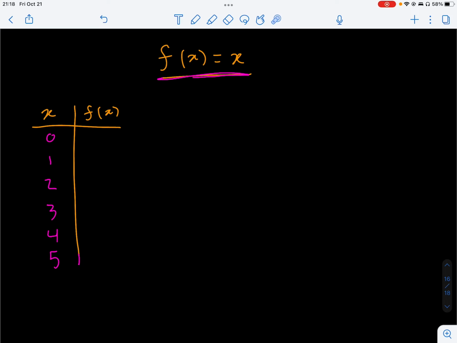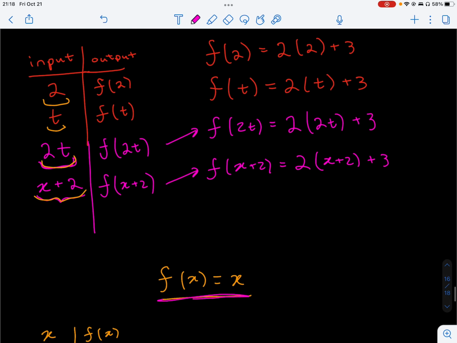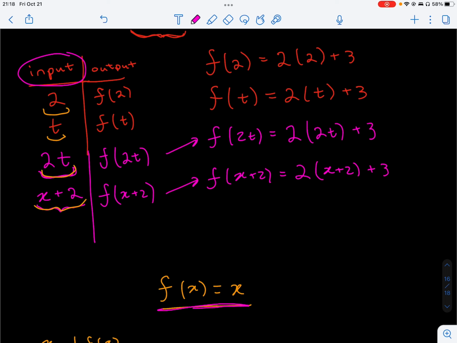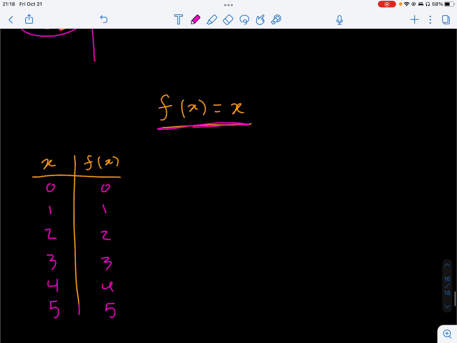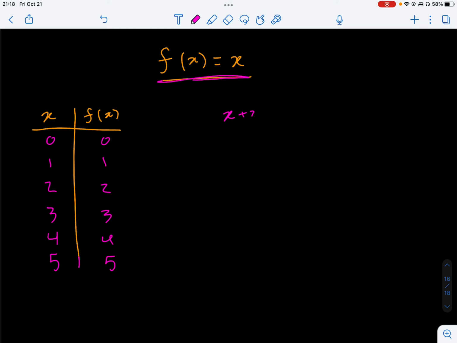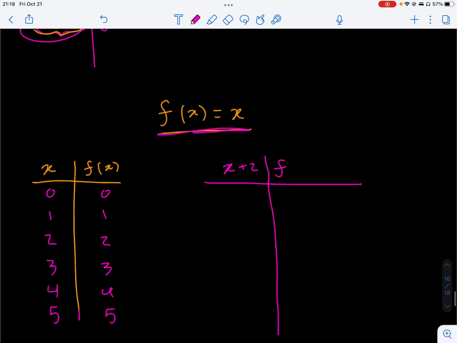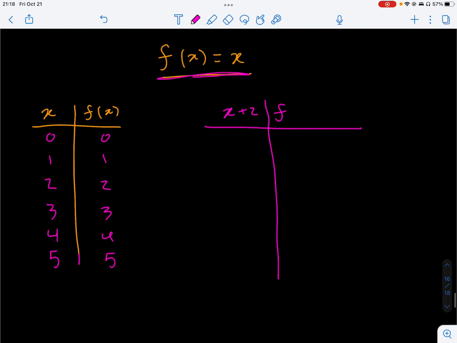So, if I take my equation and I have input of x and my function f of x, the outputs, is equal to, well, basically it says output is equal to input, then of course my outputs should all be equivalent. I should get 0, 1, 2, 3, 4, and 5. I'm going to erase those real quick. Now, up here, notice I changed the input in this last example to be x plus 2. So let's go ahead and make a new table where on the input side, I write x plus 2. And the output side, I'm going to write, well, just what I did before, f of x plus 2.